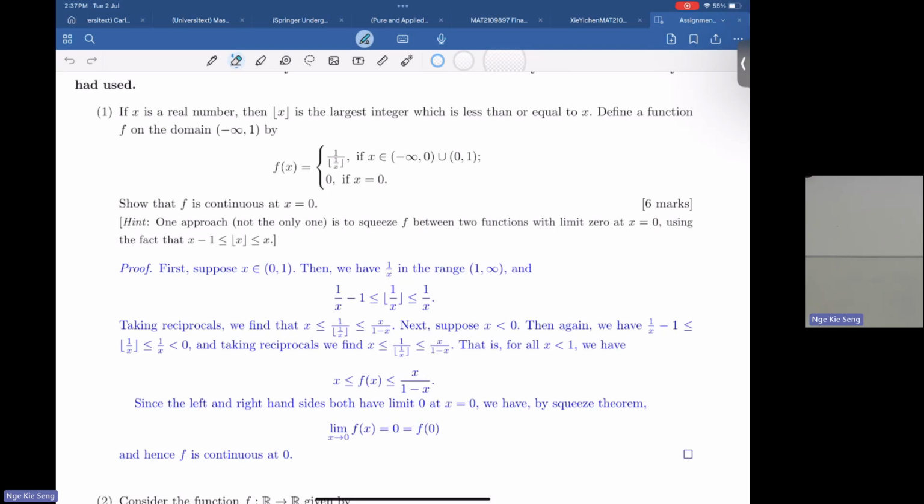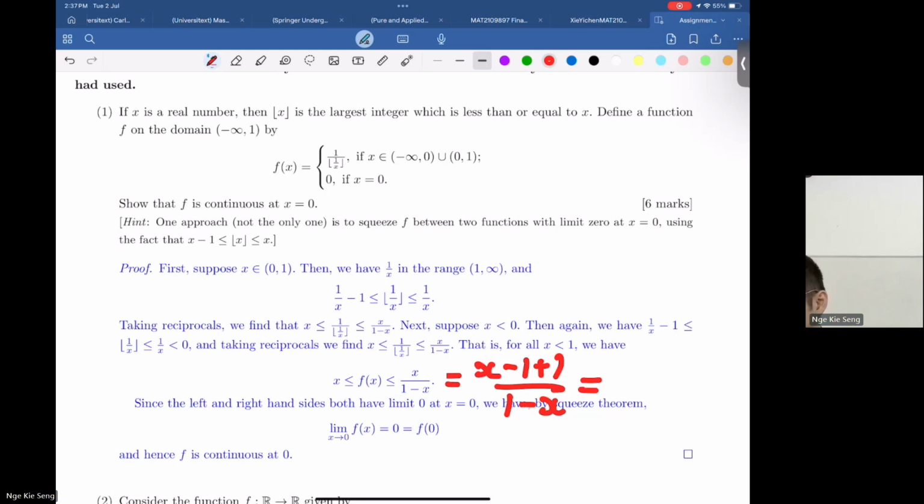Then I think it's clear that this limit is 0 for x, but x over 1 minus x, can you rewrite it or not? Here we write this function of x, for example, as x minus 1 plus 1, like this. And then what is this? Minus 1 plus 1 over 1 minus x.